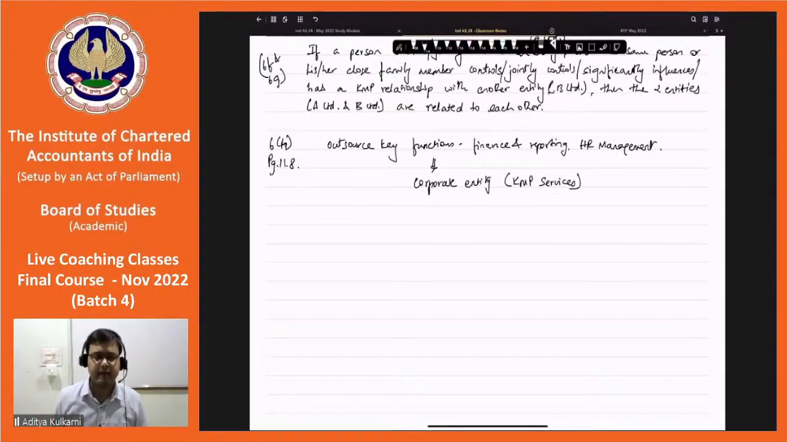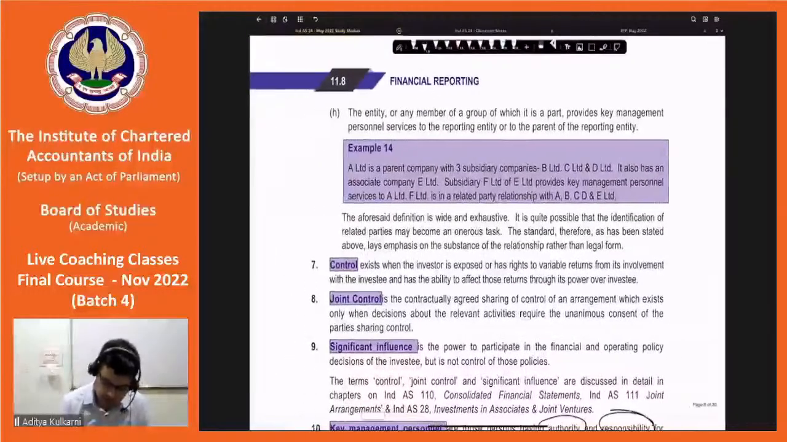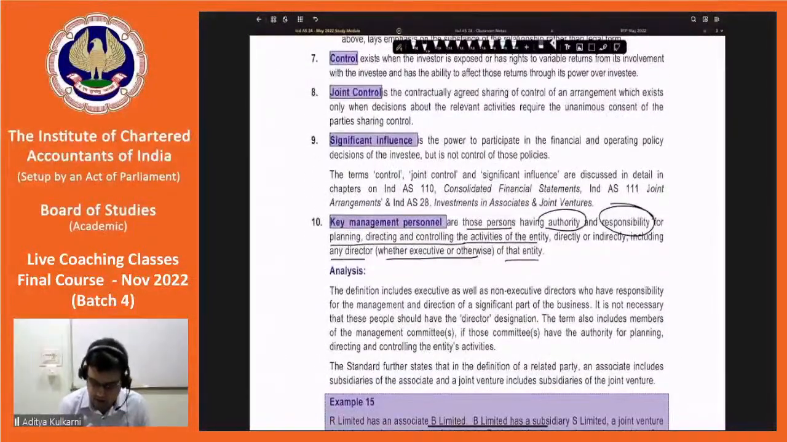What do you mean by KMP services? Services which are integral to the activities of the entity. Who is a key management personnel? The persons who are having authority and responsibility for planning, directing and controlling activities of the entity. You can have a look here. KMP is those persons having authority and responsibilities for planning, directing and controlling activities of the entity. So this could be done either by individuals or I outsource it.